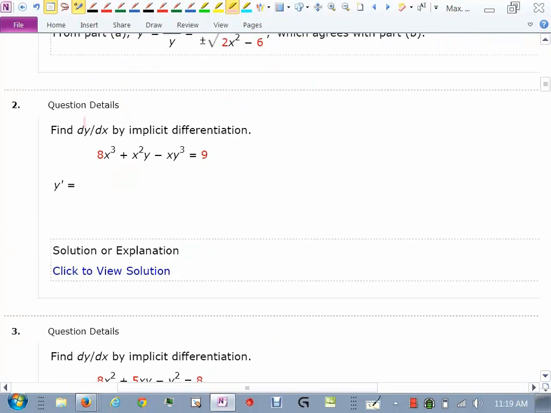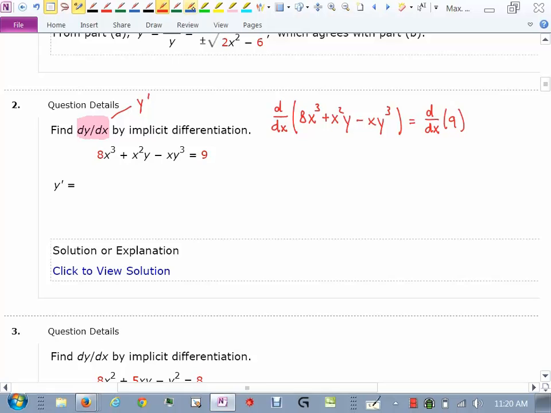All right, so again, we want to find dy dx. So in other words, we want to find y prime. So we're differentiating with respect to x. If I differentiate with respect to x, 8x cubed plus x squared y minus xy cubed. And then the other side, differentiate with respect to x, the constant 9.